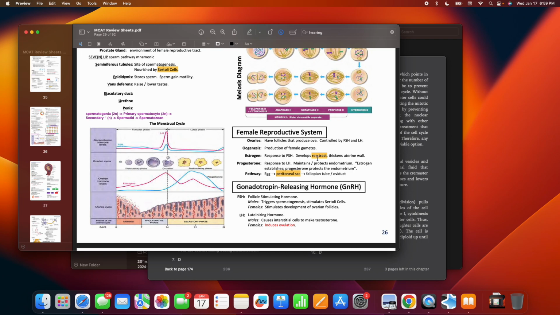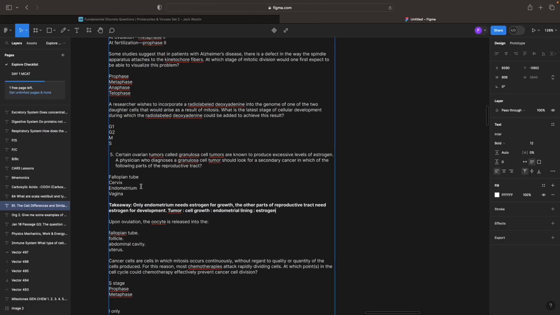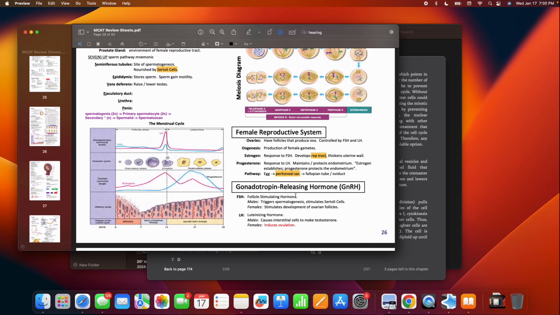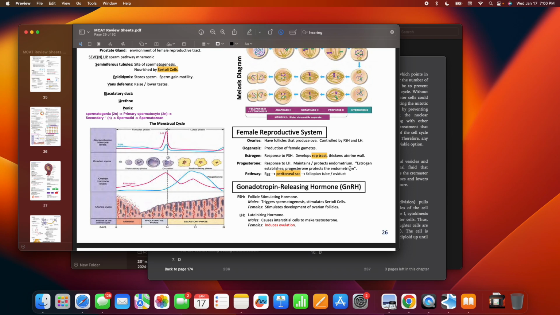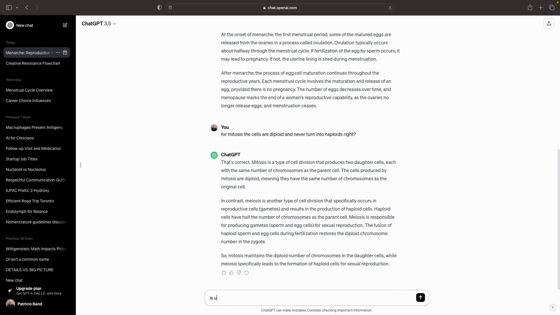But yeah, the estrogen develops the reproductive tract, so vagina, cervix, all the good stuff, like endometrium, cervix, fallopian tube. But it thickens the uterine wall. Yes, the endometrial wall, right? So is uterine the same as endometrial lining? And let's put this question here.